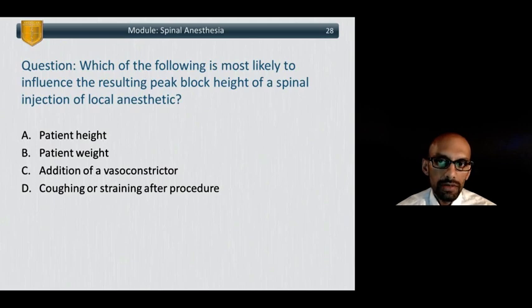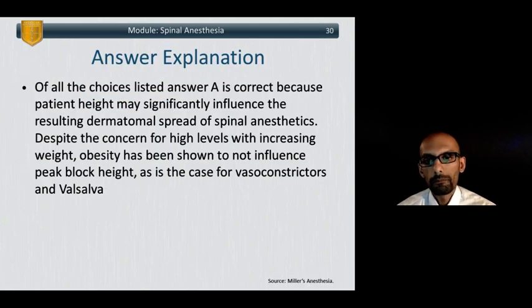So next question, which of the following is most likely to influence the resulting peak block height of spinal anesthesia injection of local anesthetic? Height, weight, presence of a vasoconstrictor, or coughing or straining after a procedure? The most likely contribution is going to come from height. Okay. Interestingly, weight doesn't have as much of an influence as you might think on peak block height after spinal anesthesia. So, although some anesthesiologists do harbor some concern about giving the same dose of spinal anesthetic to an obese patient, a morbidly obese patient, overall, resulting peak block heights are comparative to normal weight patients.